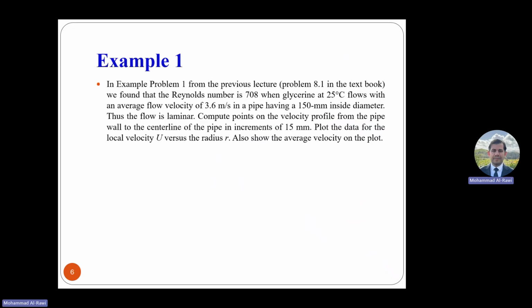Example. An example problem 1 from the previous lecture, 18.1 in the previous video from the textbook. We found that the Reynolds number is about 6,708, which represents laminar flow for glycerine at 25 degrees Celsius flowing with an average flow velocity of 3.6 meters per second in a pipe having a 150 millimeter inside diameter. Thus the flow is laminar. We now try to calculate the velocity profile from the pipe wall to the center line of the pipe in increments of 15 millimeters. Plot the data for the local velocity u versus the radius r. Also show the average velocity on the plot.